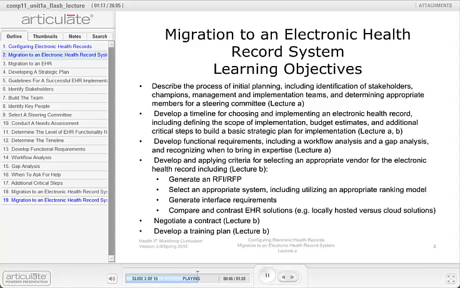Develop and apply criteria for selecting an appropriate vendor for the electronic health record, including generate a request for information, RFI, request for proposal, RFP. Select an appropriate system, including using an appropriate ranking model. Generate interface requirements. Compare and contrast EHR solutions, for example, locally hosted versus cloud solutions. Negotiate a contract. Develop a training plan.